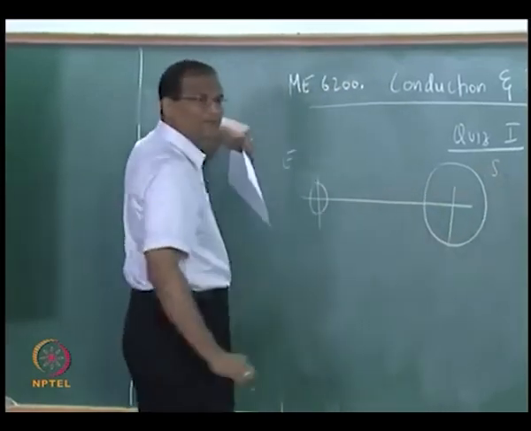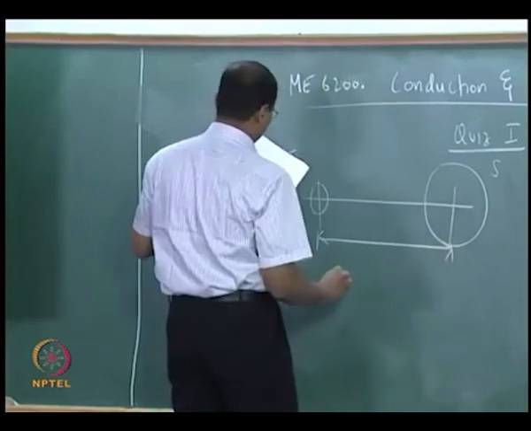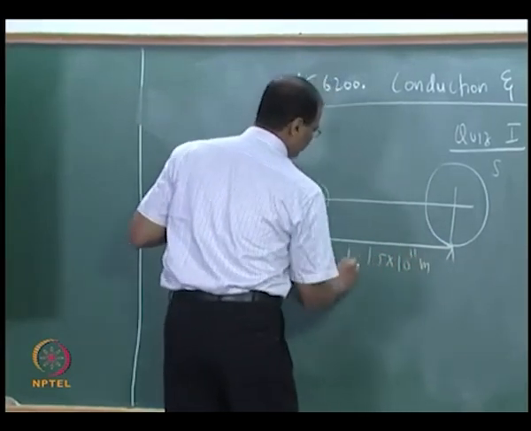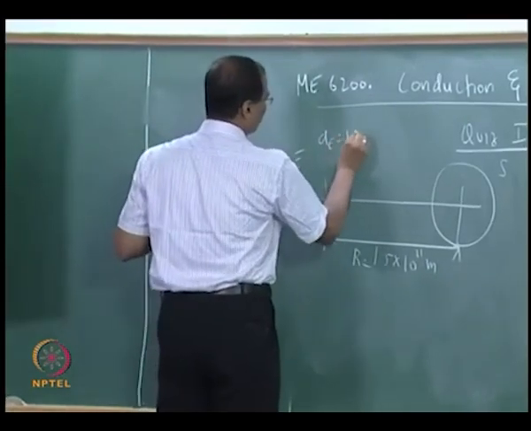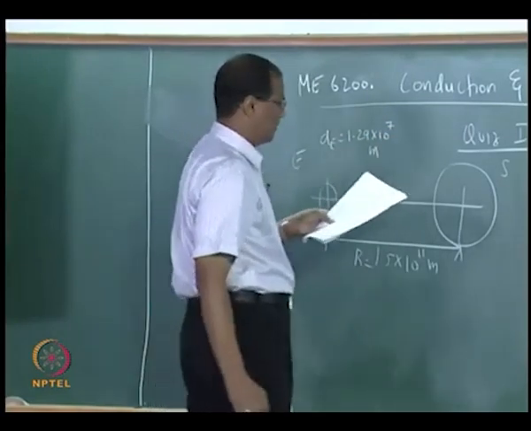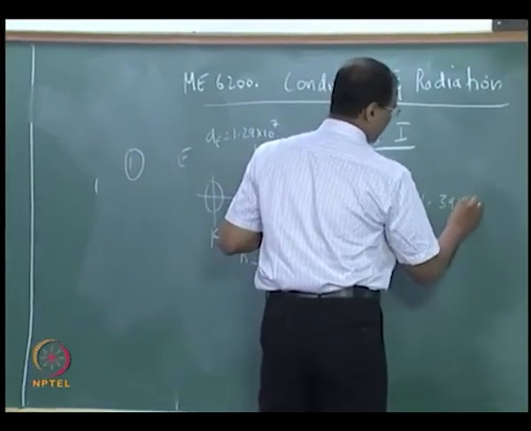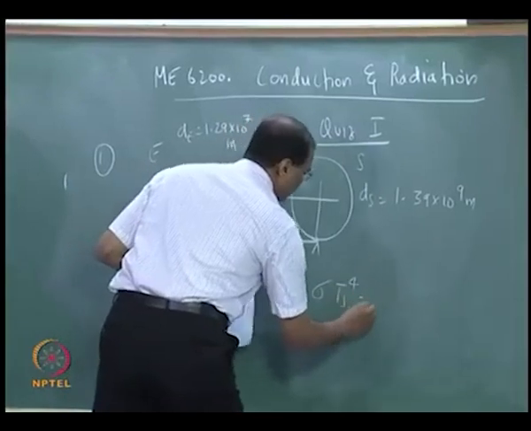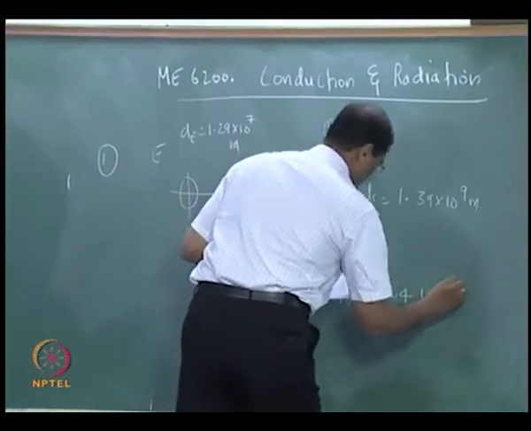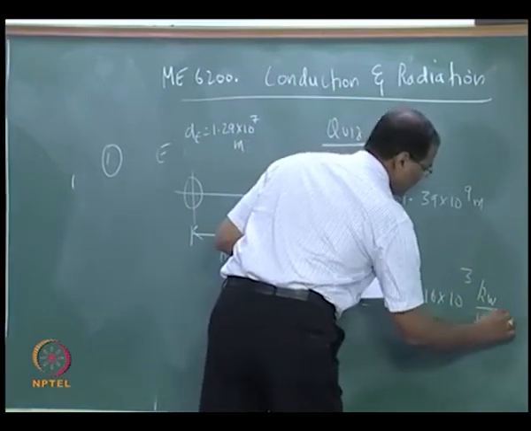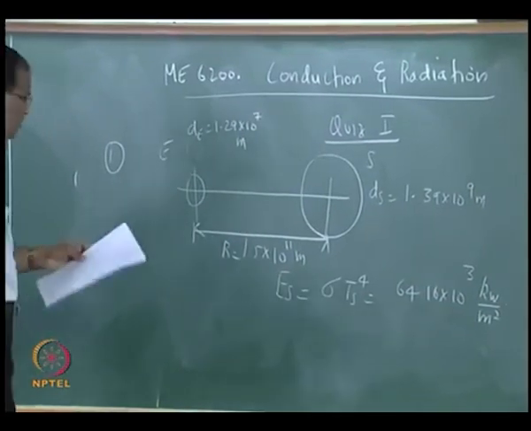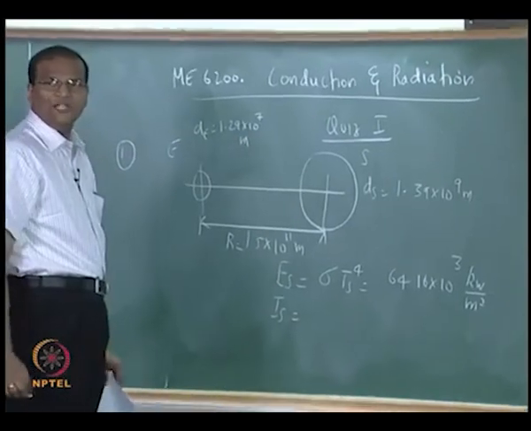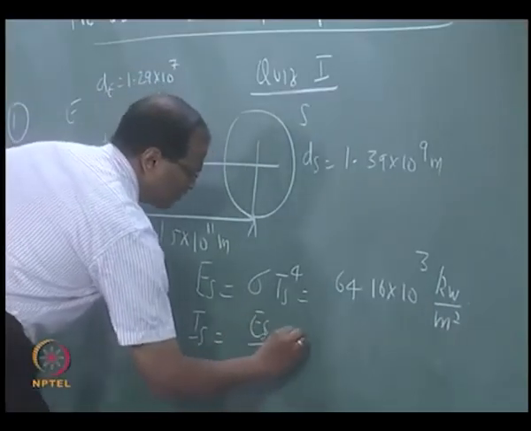Okay, so this is the earth and this is the sun. So the distance is 1.5 times 10 to the power of 11 meters. And the diameter of the sun is given. The sun has an equivalent temperature of 5800 Kelvin. So we first assume the sun to be a black body, therefore the emissive power of the sun is given by sigma T to the power of 4. Now the intensity associated with the solar radiation is E_s divided by pi.